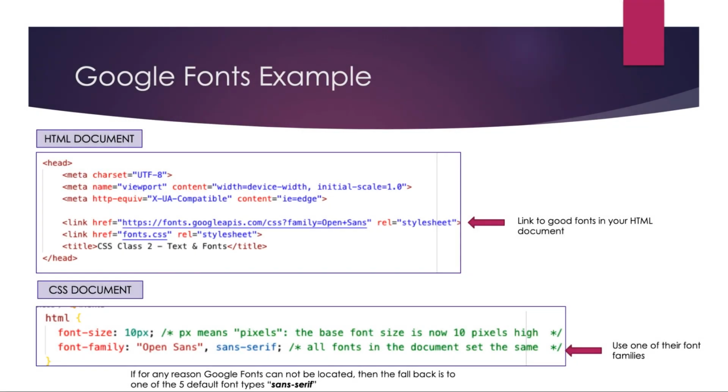Here we have an example of how to employ Google Fonts. On the top part of the page, you see my HTML document, and the link next to the arrow is the link to Google Fonts that you'll want to place in your HTML document in the head section. In the bottom, you'll see that I'm employing one particular Google font called Open Sans. That's the family. And then it falls back to sans serif if it can't find that. For whatever reason, if it can't find Google Fonts, or that particular font anyway, it will fall back to one of the 5 generic types that CSS recognizes, which is sans serif, which is in that family.